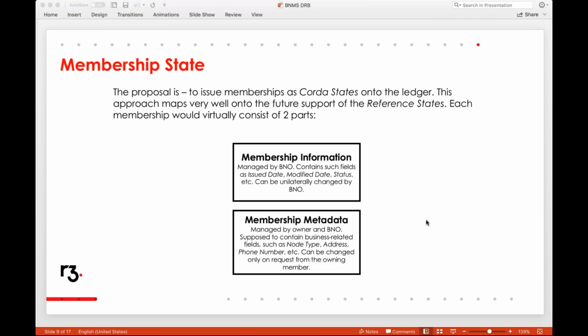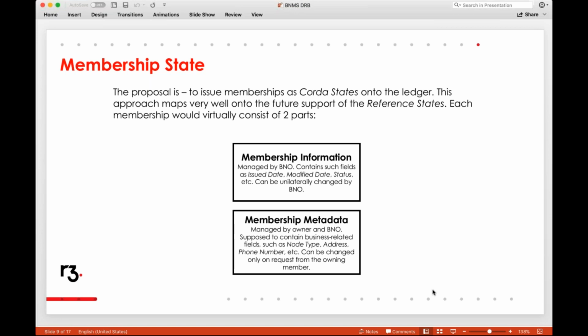So each membership would virtually consist of two parts. The first part is the membership information. It contains some generic fields such as issue date, modified date, the membership status, and so on. And the membership information can be unilaterally managed by the BNO. So the idea is that the BNO should be able to unilaterally revoke someone's membership or approve someone's membership, if that's required, without getting the explicit signature of the member.